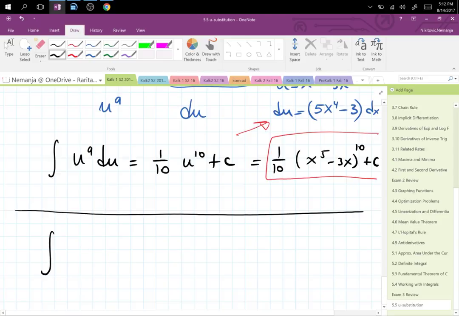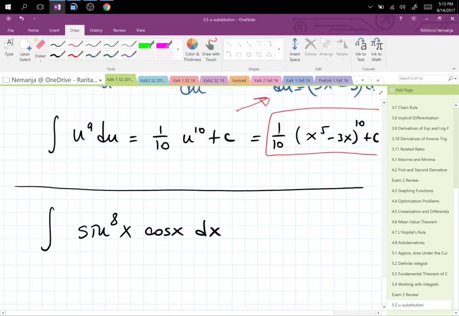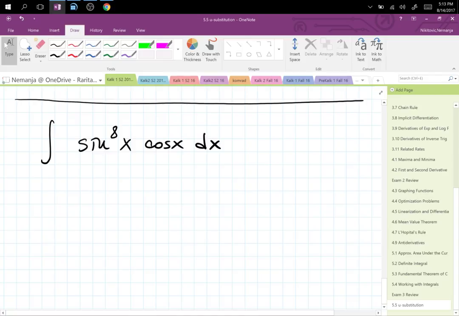So now we have, let's go with sine to the 8 x cosine x dx. See what you can do with this.